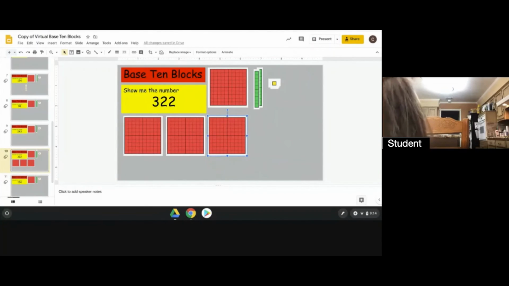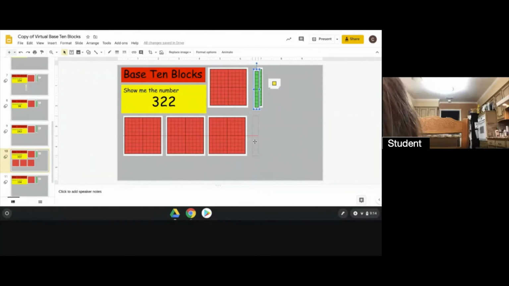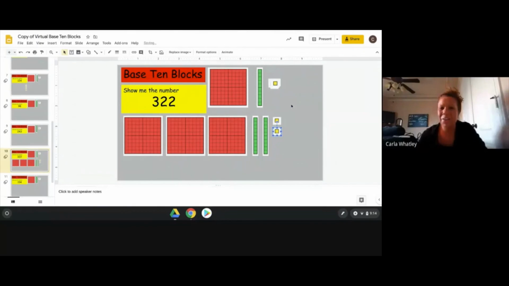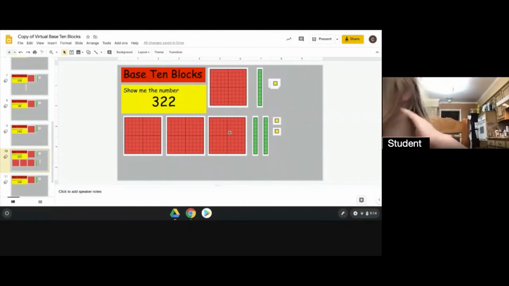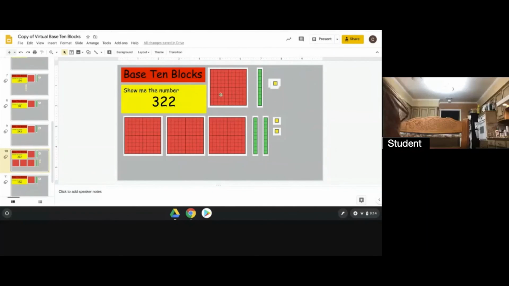Now what do we need? We need two tens. Yep. So count for me. 10, 20. Very good. And two ones. 21, 22. It's so easy peasy. This is so awesome, isn't it? There you go. Okay. So count it for me. 100, 200, 300, 310, 320, 321, 322. Your turn.